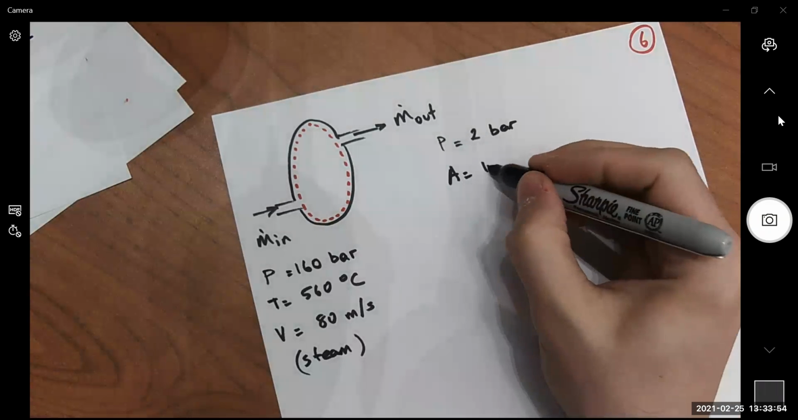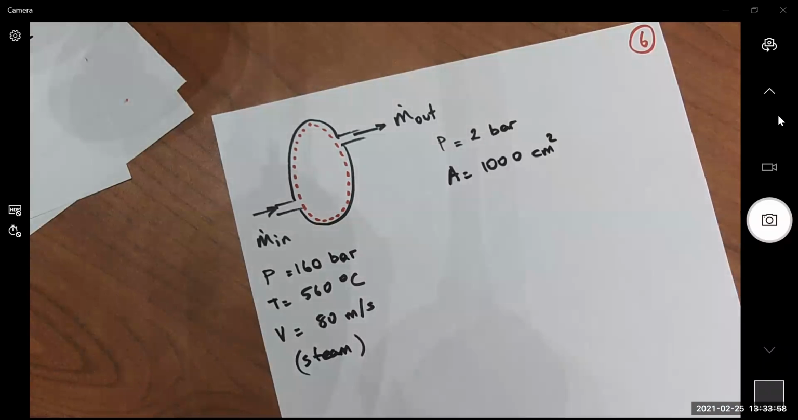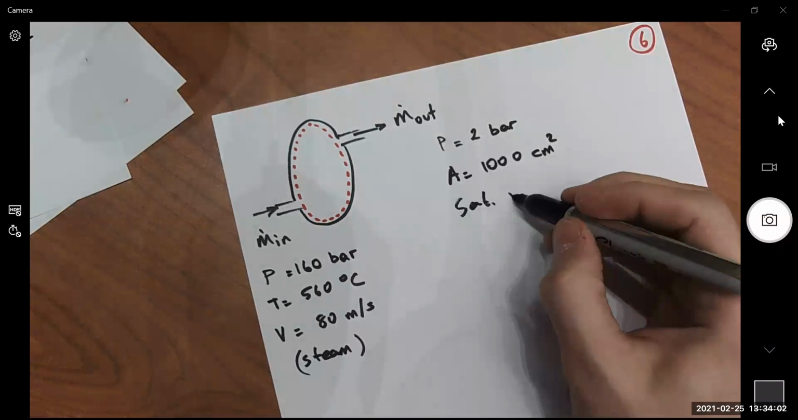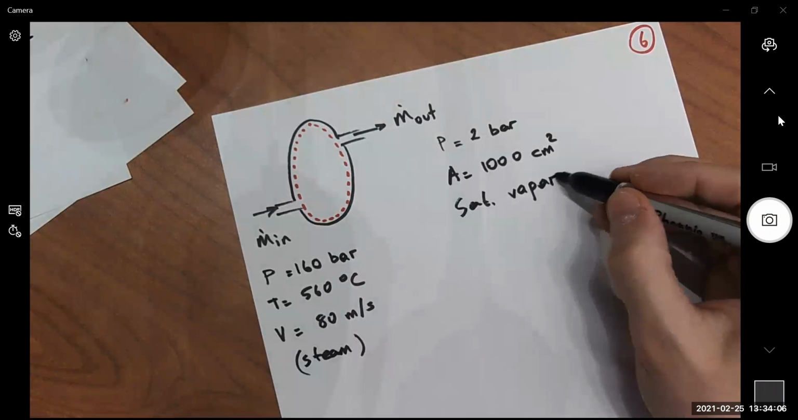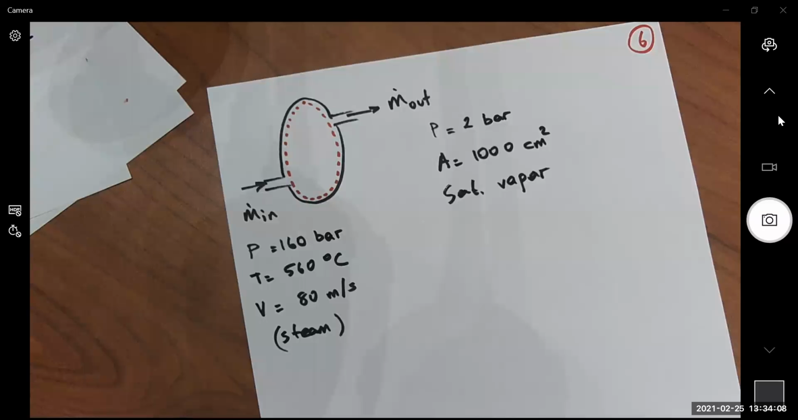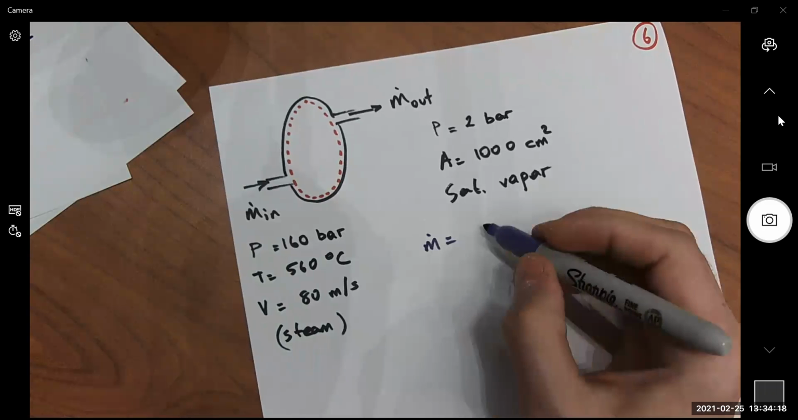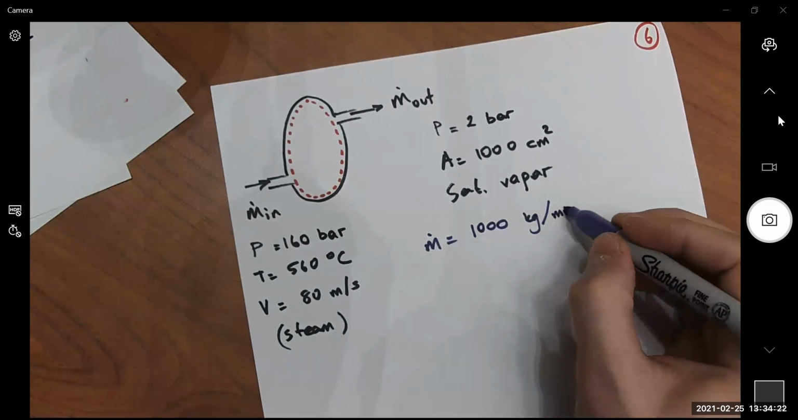Area is 1,000 centimeters squared, and it is saturated vapor. Also given, mass flow rate is 1,000 kilograms per minute.